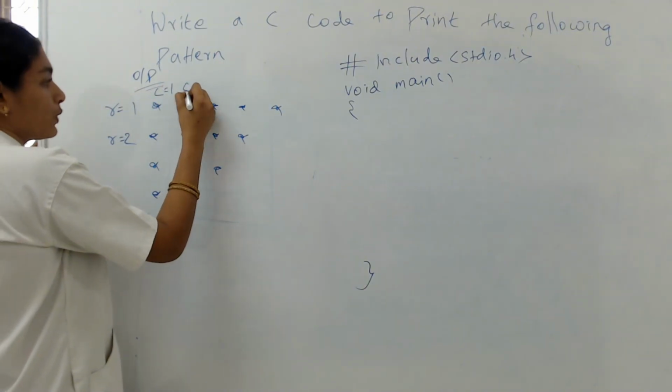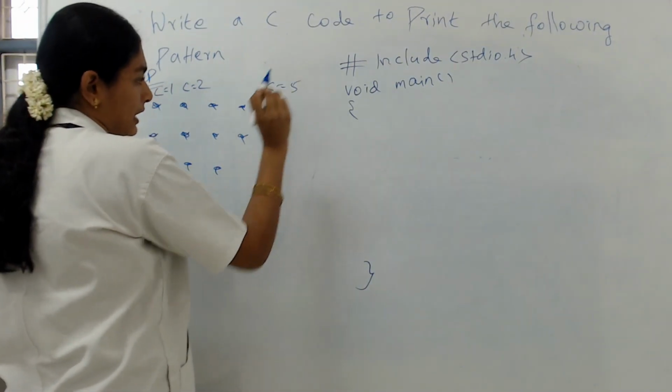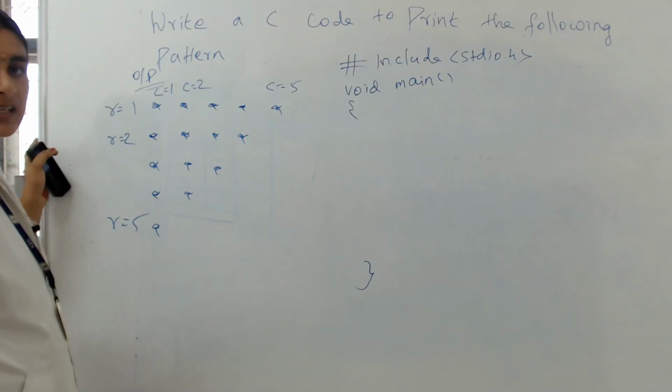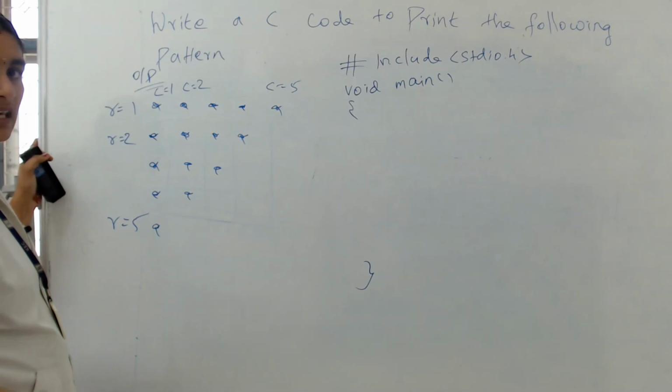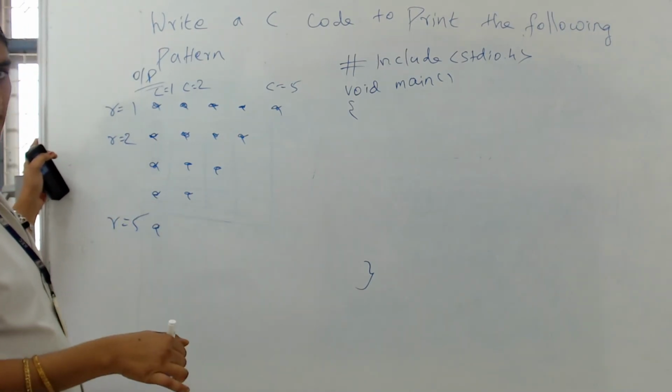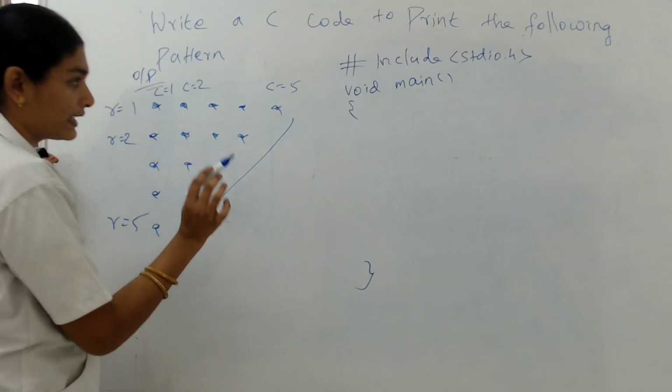Similarly, C equal to 1, C equal to 2, up to C equal to 5. Like the previous case, there is no change in rows and columns count, but the pattern alone gets changed. In the previous case, we discussed the incremental pattern, but in this case, we are discussing the decremental pattern.